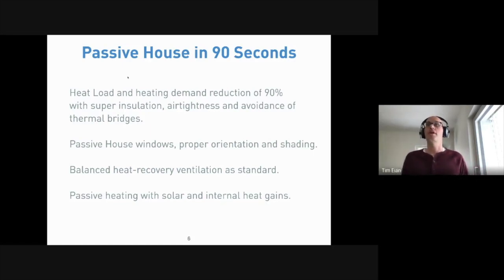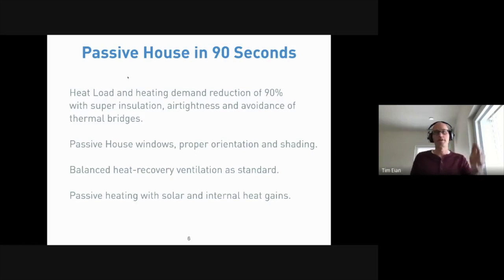Proper orientation and shading. It's important to note that a passive house under the hood is a passive solar design generally. Depending on the scale and the function of the building, this becomes more or less important. Balanced heat recovery ventilation as standard. And this is something that really any new building should have anyways, and the codes are getting ever more prescriptive here. So I think this is something we're going to see universally anyways. So this is just the Passive House leading the pack 30 years ago when the standard was new, by instituting that you need balanced heat recovery ventilation.